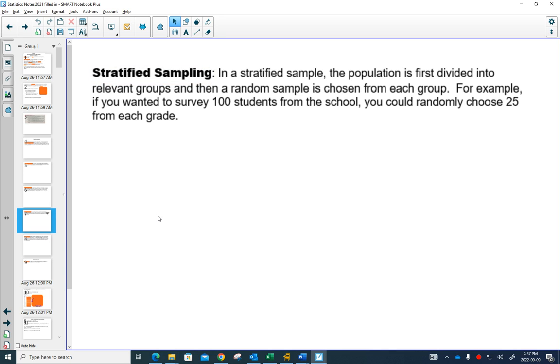Stratified sample. For example, if you wanted to ask 100 students, but you want to get opinions from grades 9, 10, 11, and 12, then you make sure you take 25 from grade 9, 25 from grade 10, 25 from grade 11, and 25 from grade 12. Because even in a random sample, there's a possibility that you could be overloaded with more grade 12 students. So with strata, first you break them into groups, and then you ask the groups what they want.